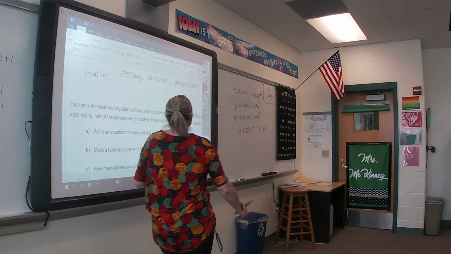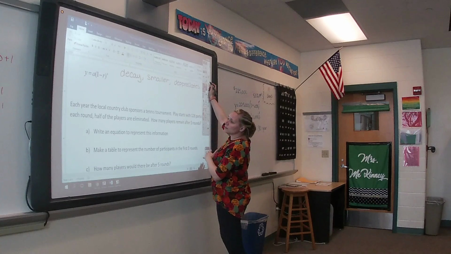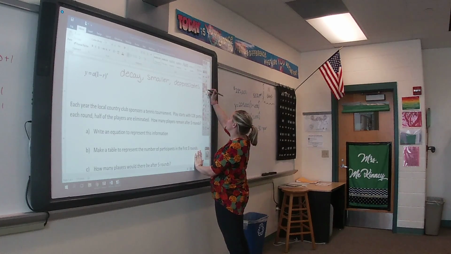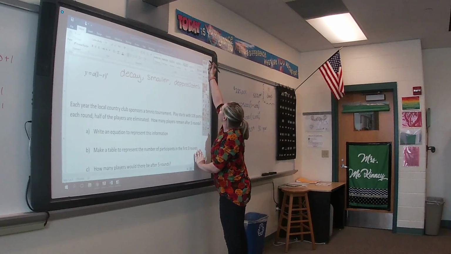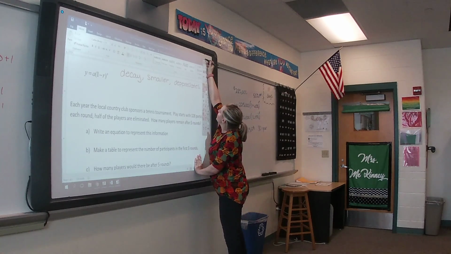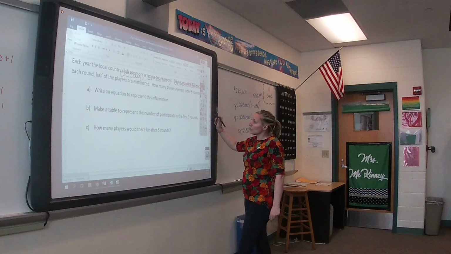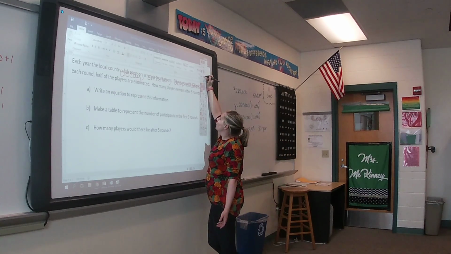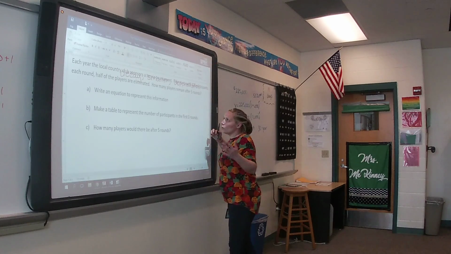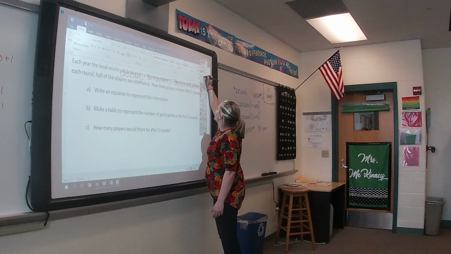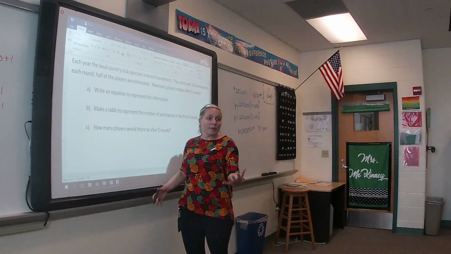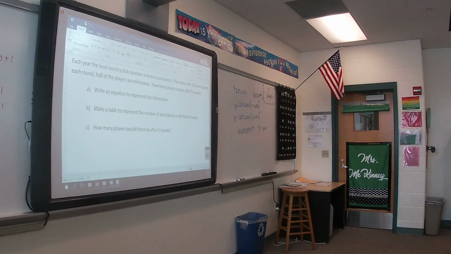Okay, so each year, the local country club sponsors a tennis tournament. So we got a tennis tournament going on. In this tennis tournament, there's going to be 128 participants. Every round, they're going to play one-on-one. There's 2 players per court. Someone gets eliminated, so half of the players will leave each round. We want to know how many players remain after 5 rounds.